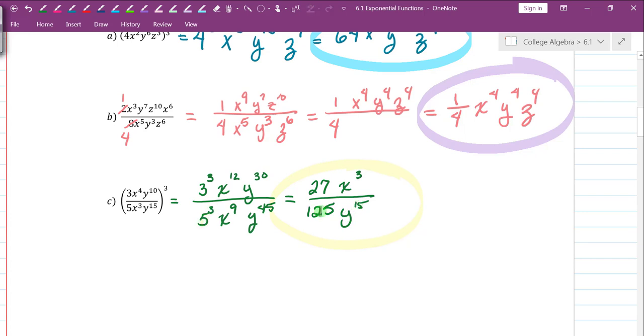So again, send me the code word apples if you got it right, and pears if you made a mistake and got it wrong. Let's move on to page number 2.